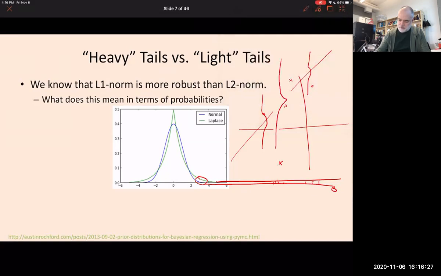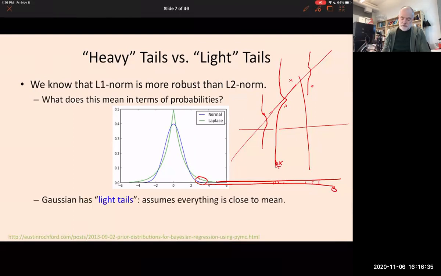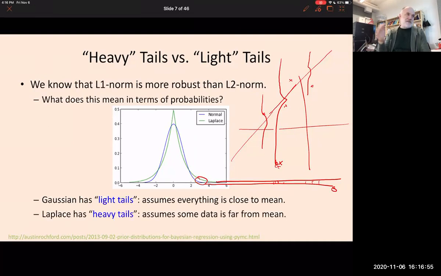If you make a heavy tail distributional assumption, then there's some probability mass that allows outliers out here. Okay, so the Gaussian has light tails, which means basically it forces everything to be close to the mean. Your parameter estimates have to result in a regression line that's close in the squared sense everywhere. Laplace has heavy tails, which means that in terms of the probability that you assign, having an outlier isn't such a big deal. It actually has a relatively high probability under your distributional assumption about the error that you make.